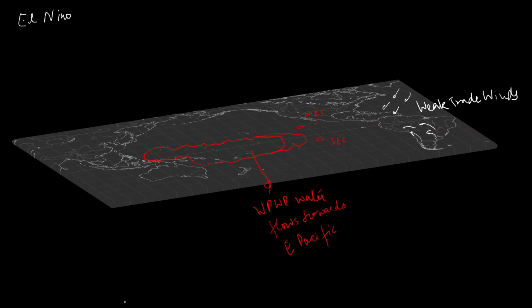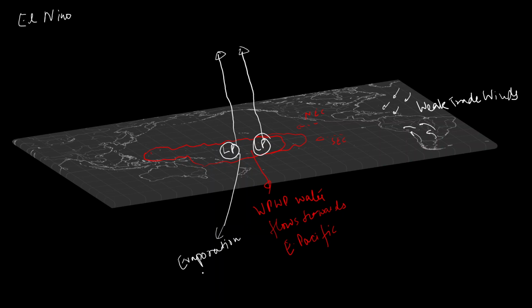Now what will this do? This will cause the low pressure zone over here. At the same time, evaporation will also start to happen because the temperature is high. So here evaporation occurs in the Central Pacific.